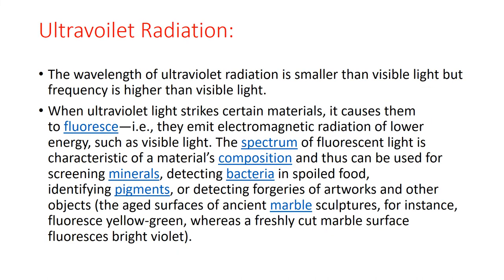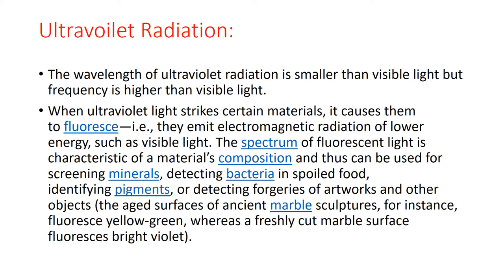The fifth component is ultraviolet radiation. The wavelength of the ultraviolet radiation is shorter than the visible light, but the frequency is higher than the visible light. So when ultraviolet radiation strikes certain materials, those materials start to fluoresce, because ultraviolet radiation always causes fluorescence when it strikes the material.